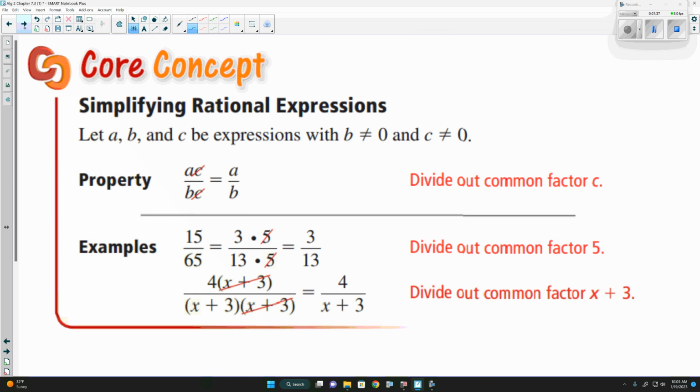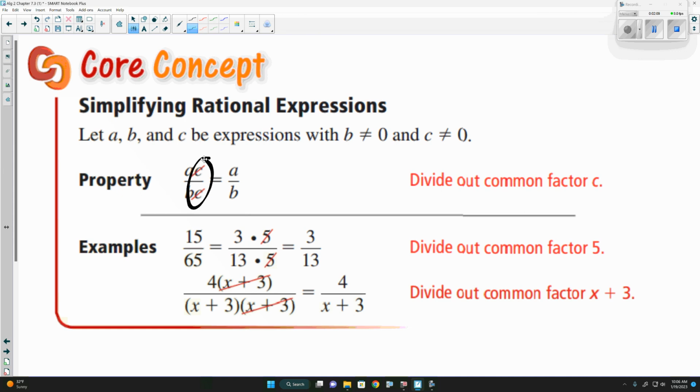And that's what we're going to look at first, simplifying these. So simplifying a rational expression: let A, B, and C be expressions with B different from 0 and C different from 0. We're just saying that because B and C are in the bottom of the fraction. They can't be 0. They could be any other number we want. So if we look at the first one, AC over BC, since they have C in common, we can cancel it out, leaving us with A over B. And that's it.